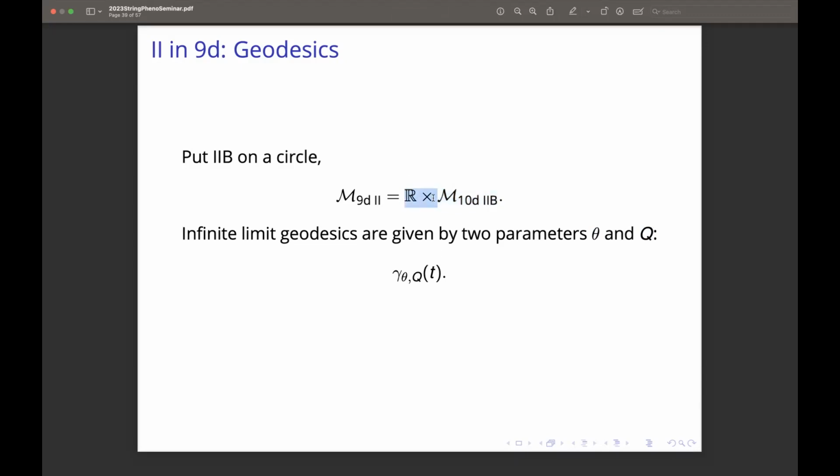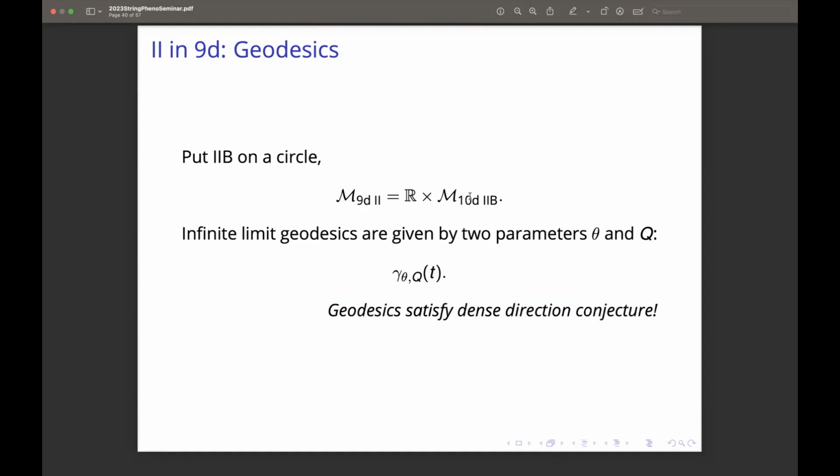You can also add constants to affect the starting points of these geodesics, but that doesn't affect this discussion. So the infinite limit geodesics are given by a two-parameter family of geodesics. It turns out, as is explicitly demonstrated in the paper, these geodesics satisfy the dense direction conjecture.